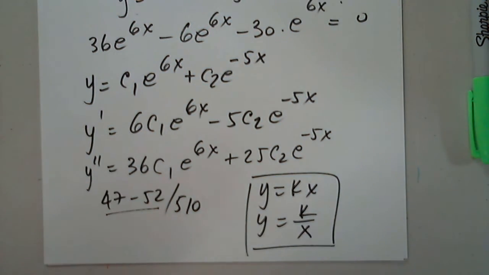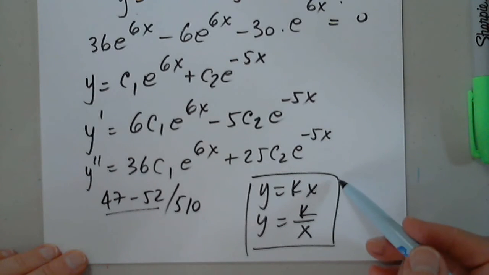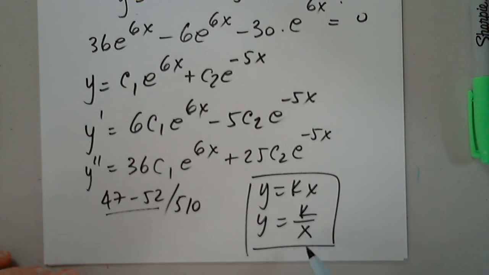Which one's which? This is the direct. They go in the same direction, and this is inverse. If one increases, the other one decreases. That makes sense. Thank you.